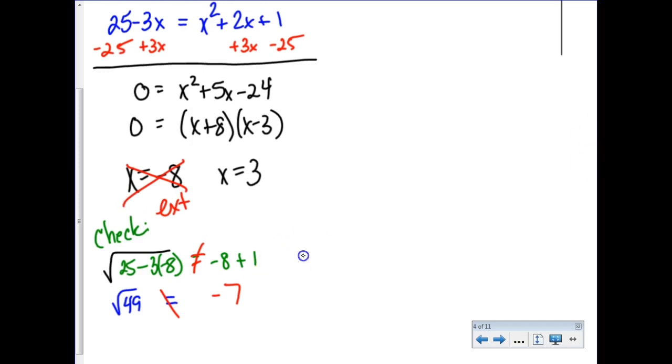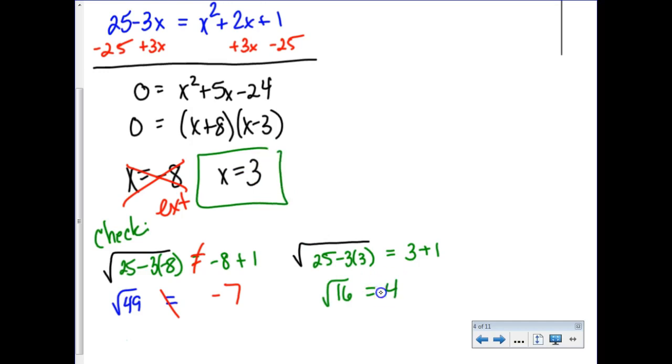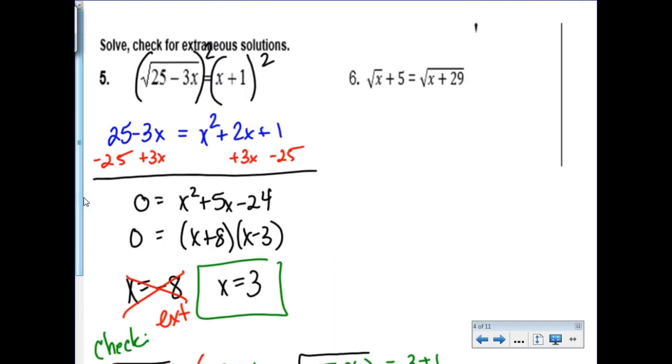And then when you go to plug in x equals 3, you get 25 minus 3 times 3. Does it equal 3 plus 1, excuse me. So it's 25 minus 9, that's 16. Does the square root of 16 equal 4? Yes, it does. So this is your answer. Don't tell me 4 is your answer. That's the solution for the check. And you do have to go through all that algebra and show me that x equals negative 8 is extraneous. I'm expecting an algebraic approach to this question.